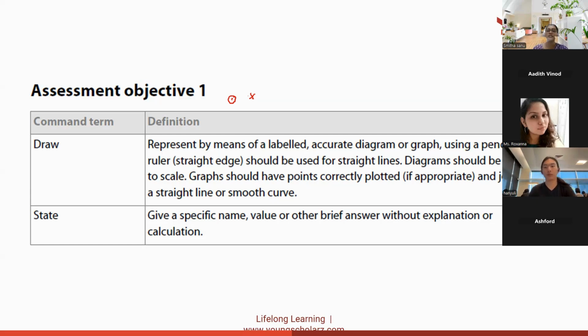When you see the term state, what should you be writing? Give a specific name, value, or a brief answer. They don't expect an explanation. So if you see the word state, it's probably a definition, a law, or just one word. For an example, I can ask you what is the nature of the centripetal force if it is about a planet and a satellite. Annually, can you try? What is the nature of centripetal force, or what gives you centripetal force if I'm talking about Earth and its satellite?